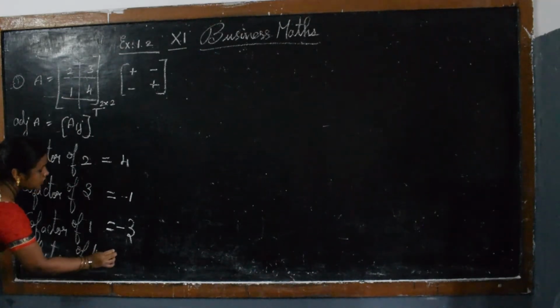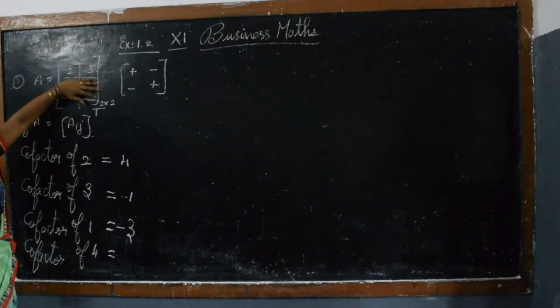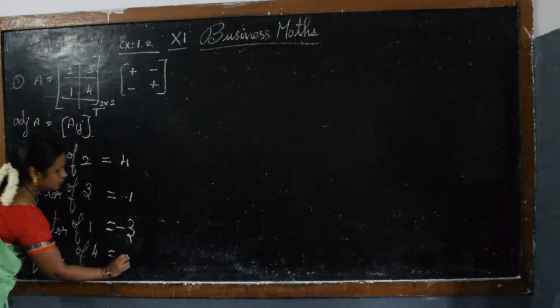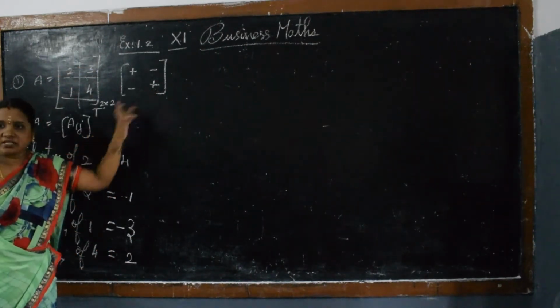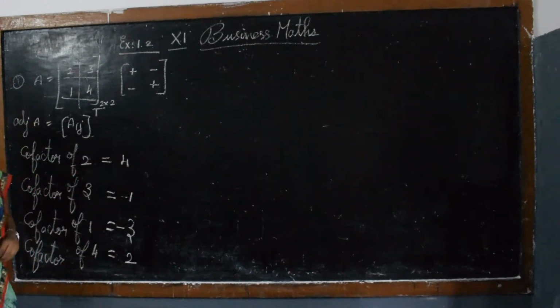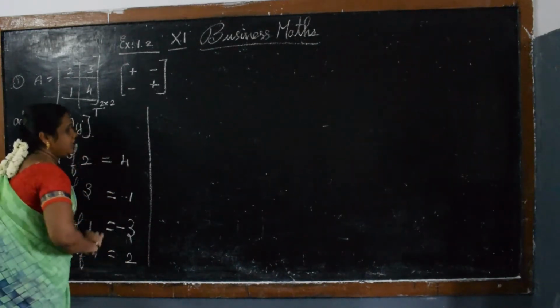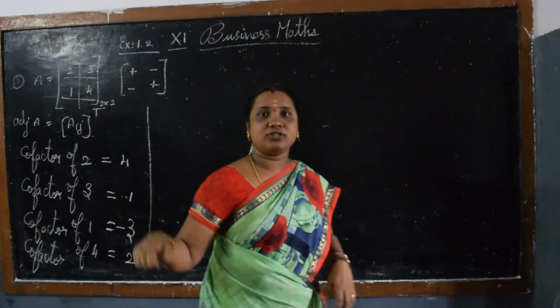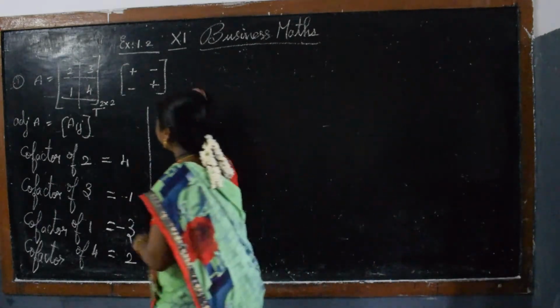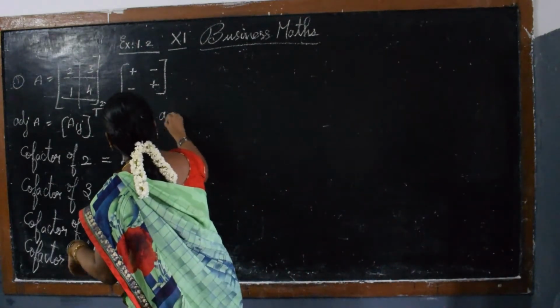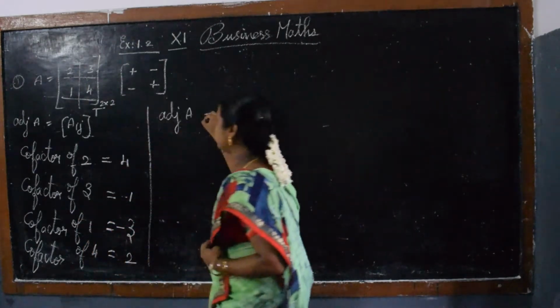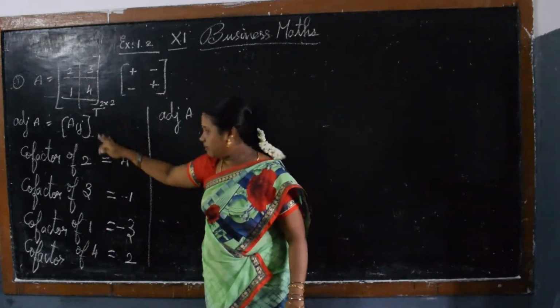Cofactor of 4 is equal to, eliminate the row and column. We know our answer is 2. Already the sign for 2 is plus only, so no need to change the sign. But take the transpose. That is the matrix formula. See here, adjoint of A is the cofactor transpose.